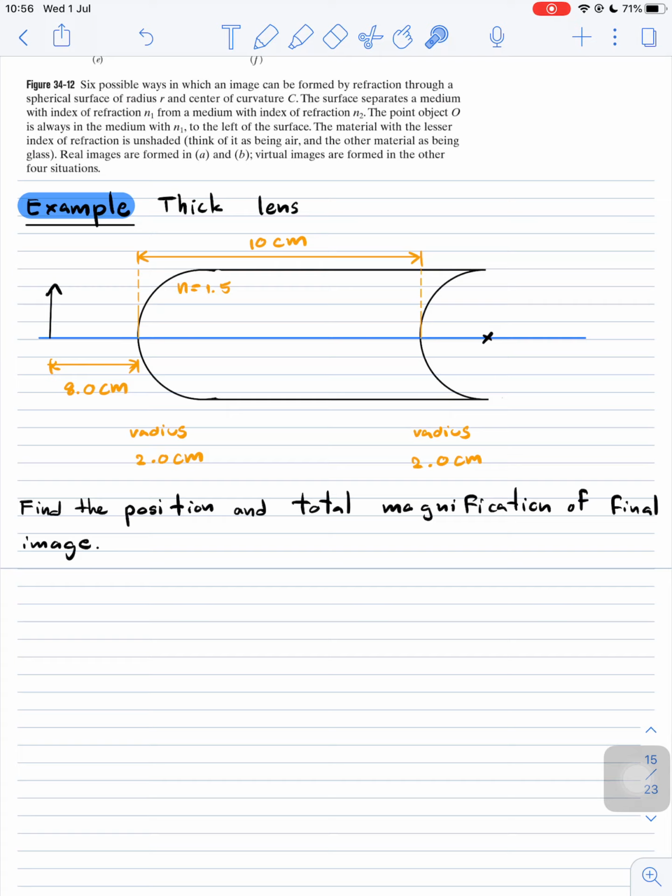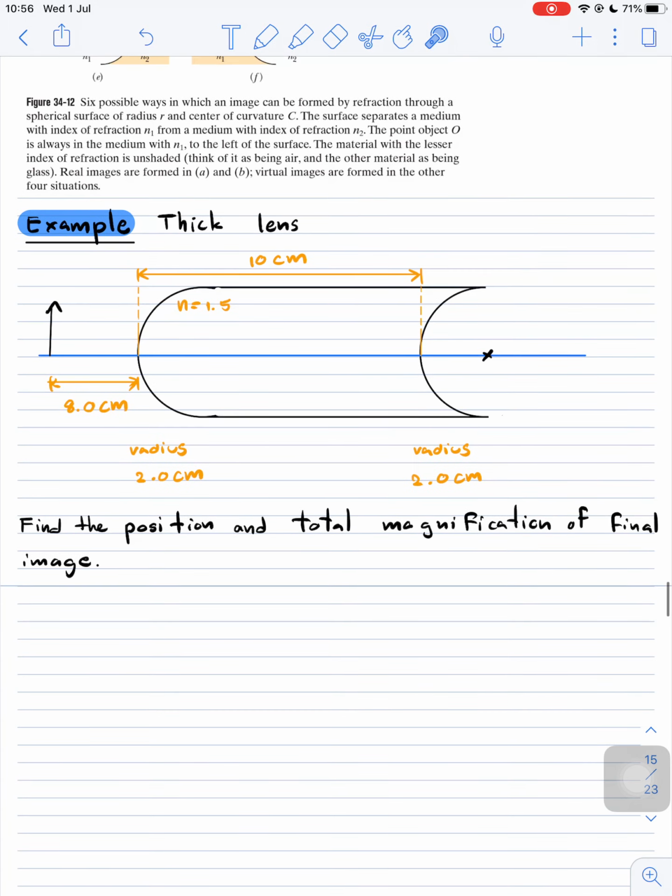So it should be the distance from one vertex to another vertex here. Okay, so now from this picture, we have the object on the left hand side of this interface, right? And now the distance from the object to this vertex equals x centimeters. The radius of curvature equals 2 centimeters here. And now the length of the lens equals 10 centimeters.